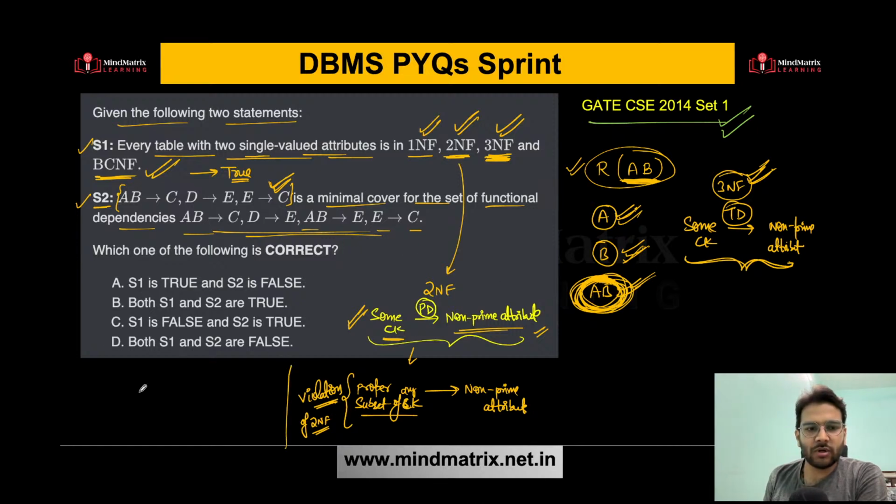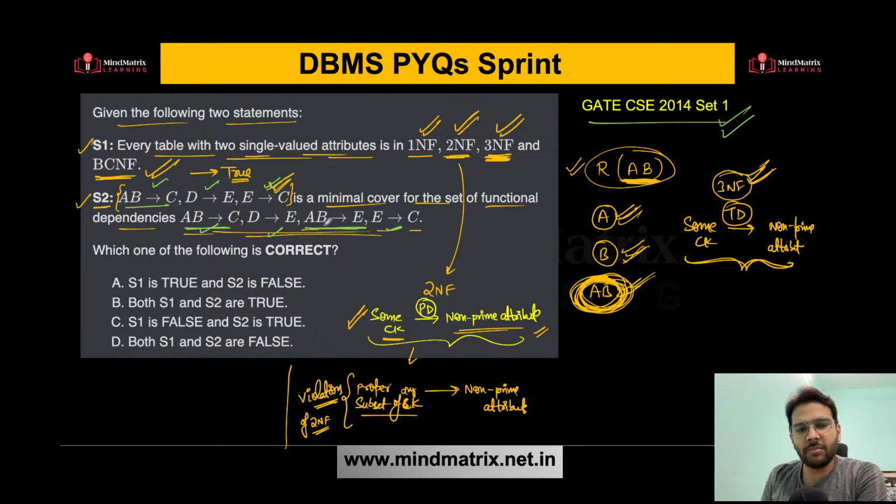So let me solve this here. Let's try to find out AB determines C. That is already given, so this is fine. What else? D determines C, that is already given, so no need to do anything here. And what about this one? E determines C. That is also there.